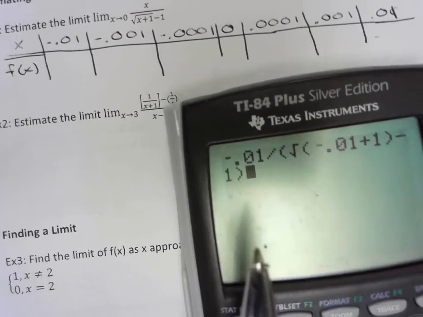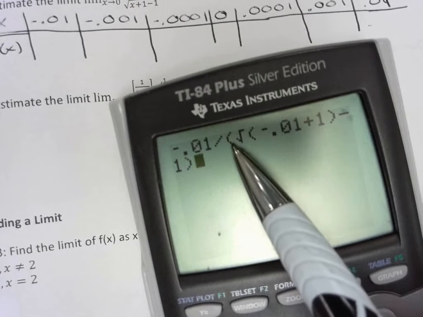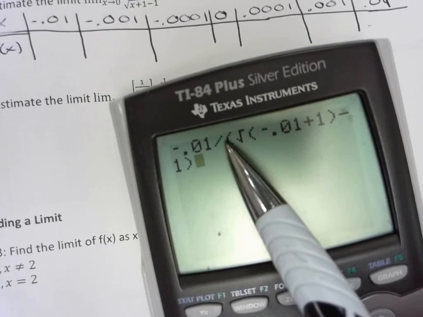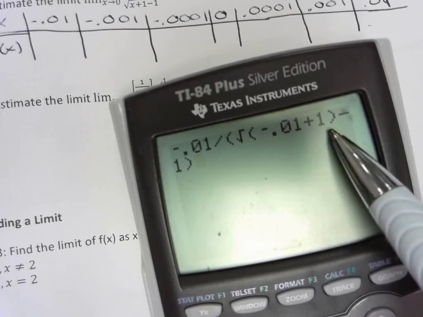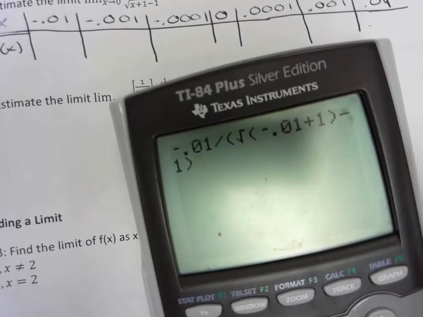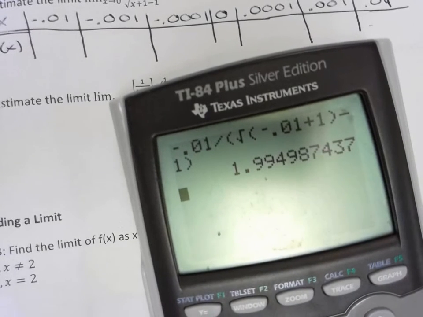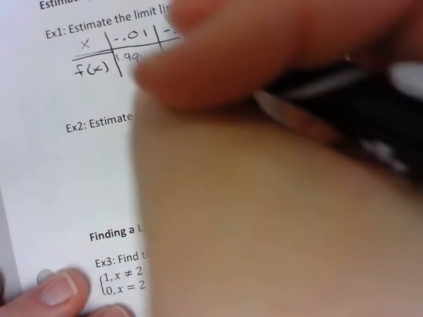As I look at this, the parentheses are sometimes confusing. -0.01 divided by, I need a parenthesis because I have a binomial in the denominator, so the denominator encompasses more than just the square root. Parenthesis, square root, this is the part under the square root, parenthesis ends the square root, minus 1, parenthesis ends the denominator. And that gives me 0.99499. Okay? And we're just going to keep doing it.